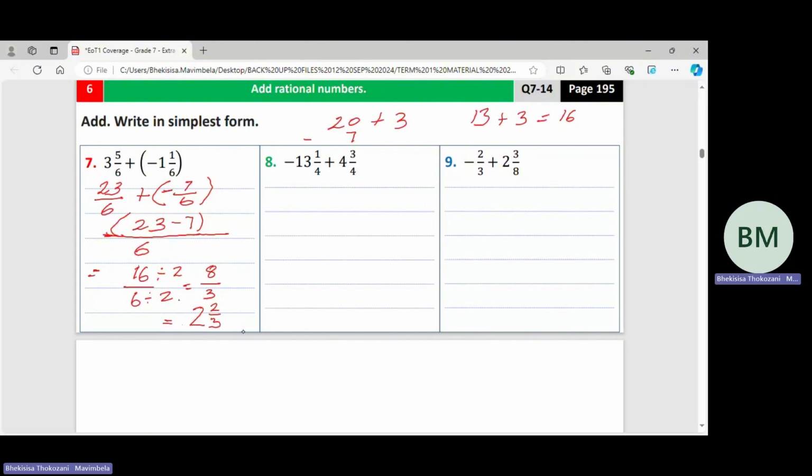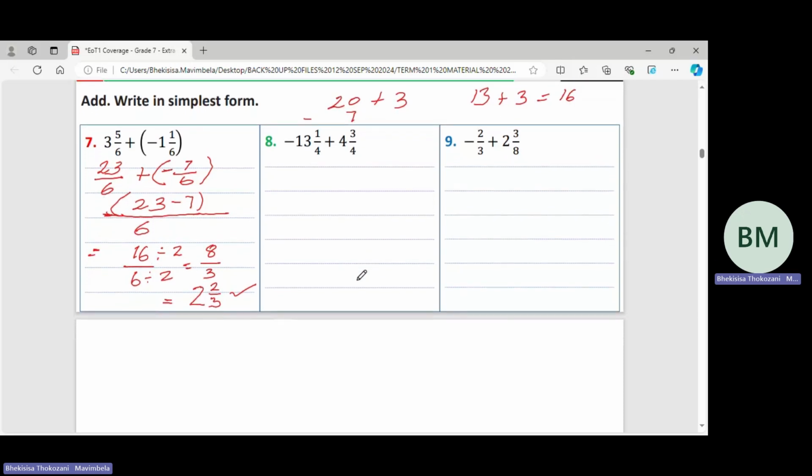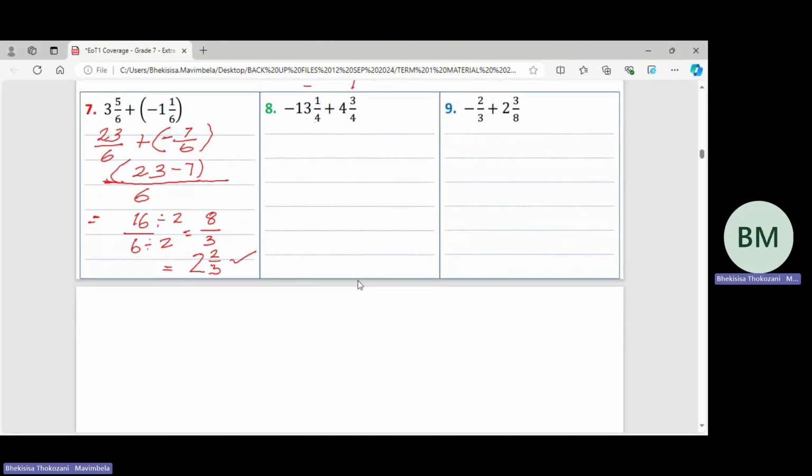Okay. How do you know if your answer is correct? 3 times 2 is 6, plus 2 is 8. So you can see that your answer is correct. Okay. And with these ones, again, guys, you will do exactly the same thing. The only thing you have to do, you just have to remember the rules when you are having same signs or when you are having different signs. Those rules are very important.